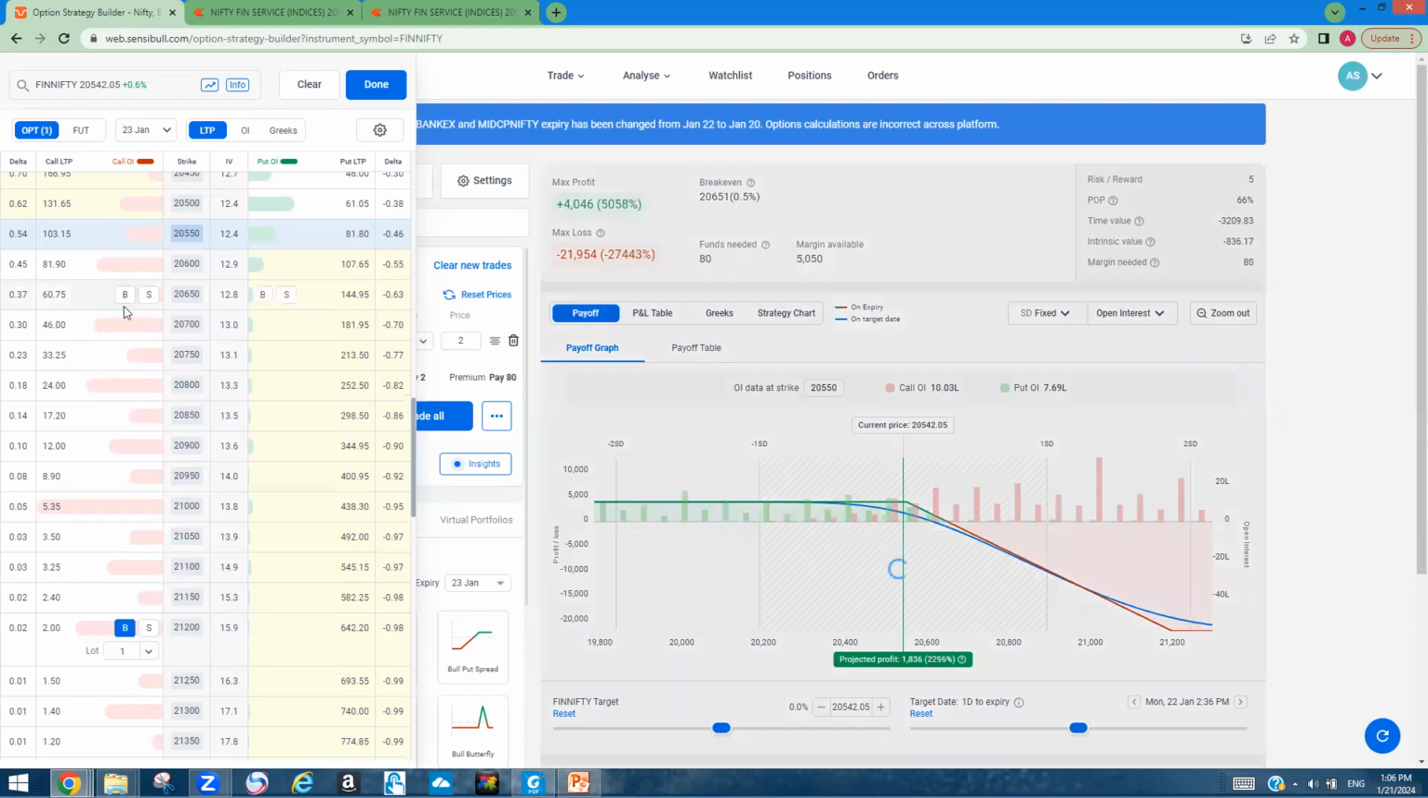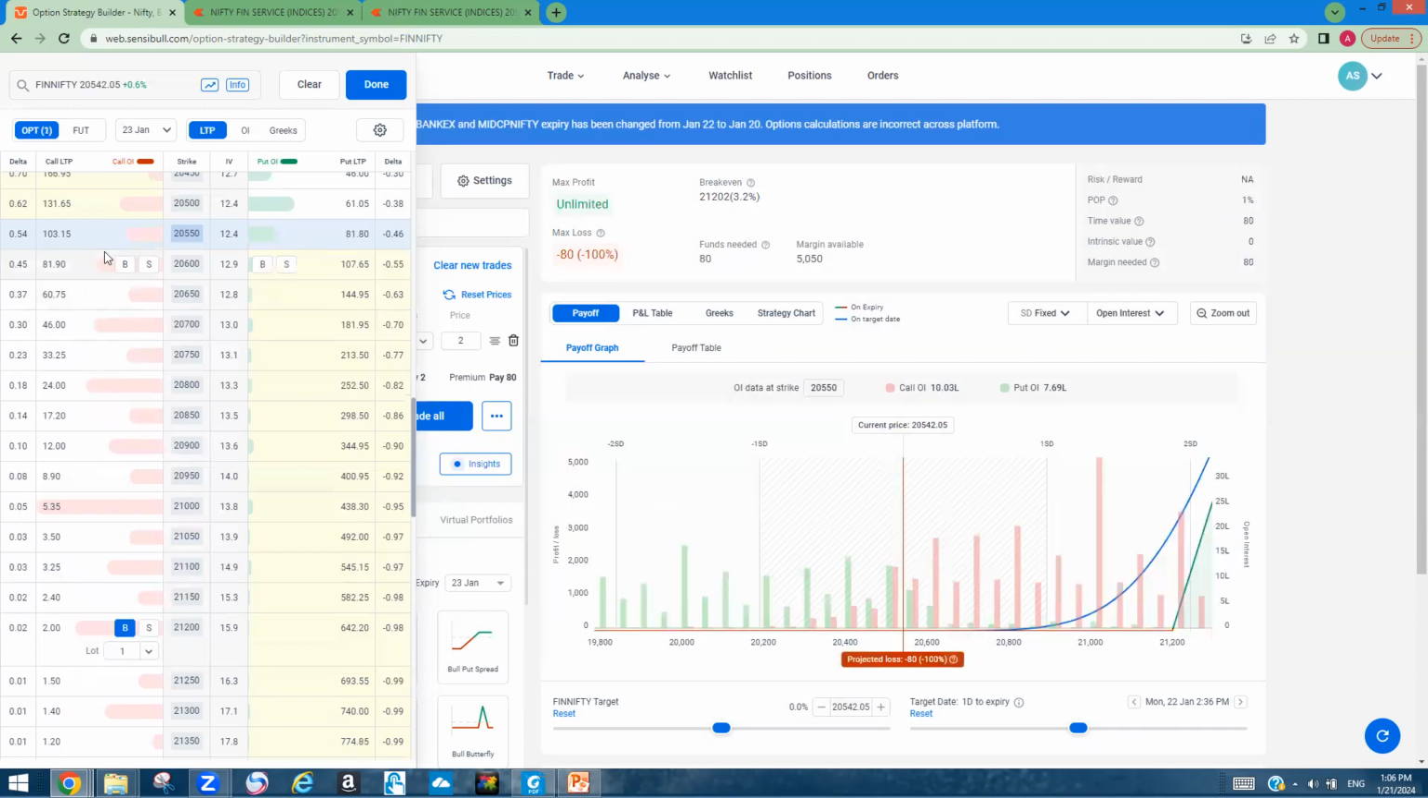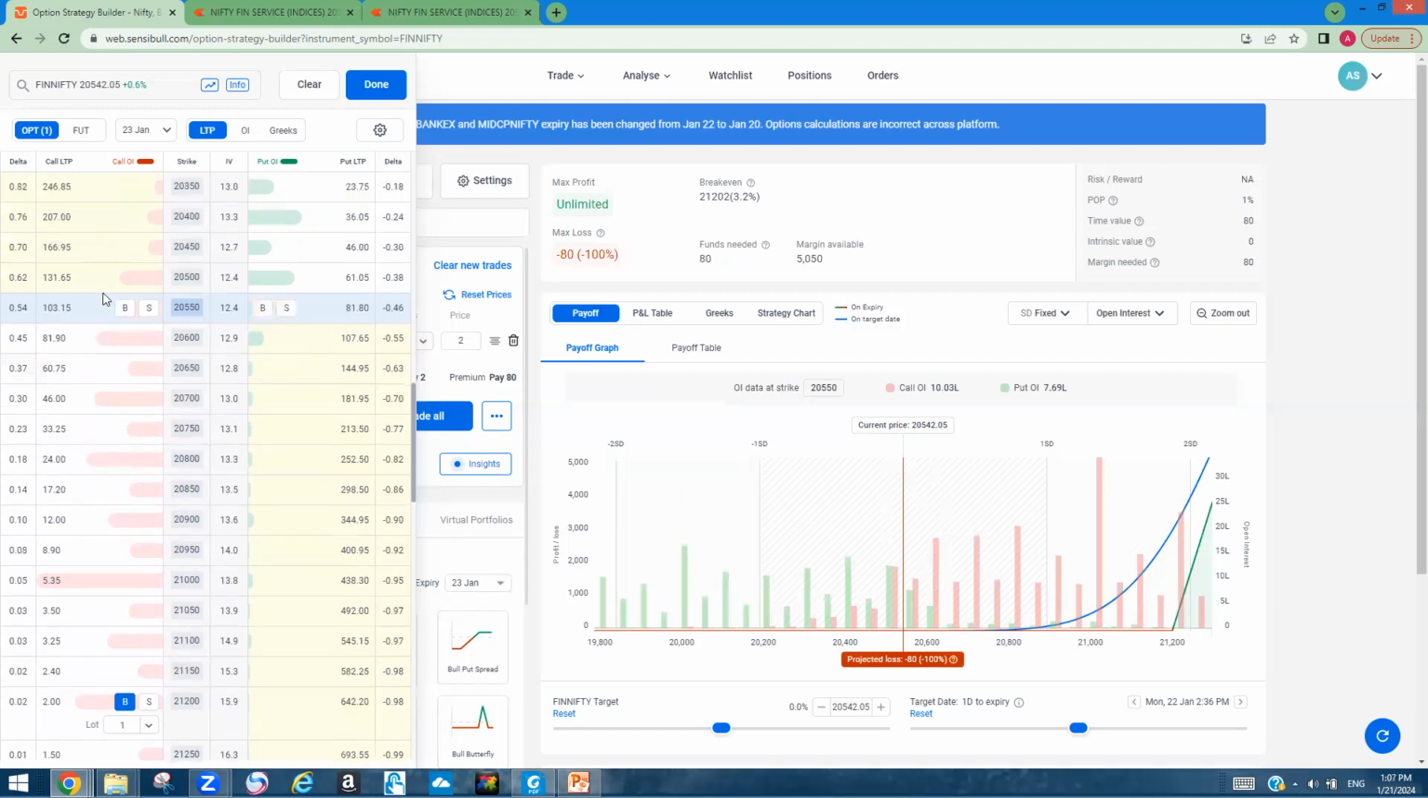What I will do, I'll go a bit up and I will sell something which has lesser probability, because we will be on the expiry date on Tuesday. Normally Finnifty in expiries can move anywhere on the bottom side, but on the upper side it doesn't move much. Okay, I'm assuming.